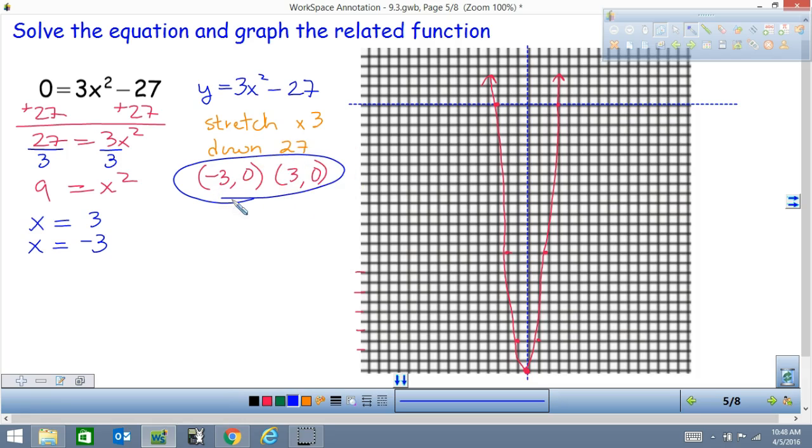our x-intercepts. So this is the relationship between the solution and the graph. We see that the solutions on the graph are the x-intercepts.